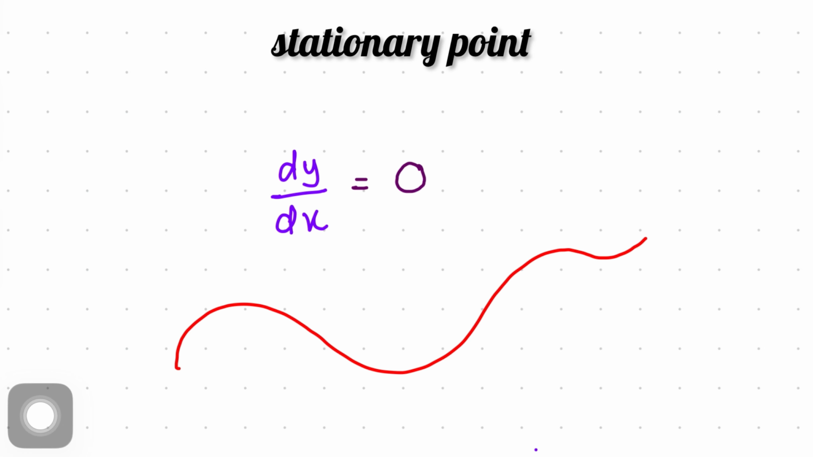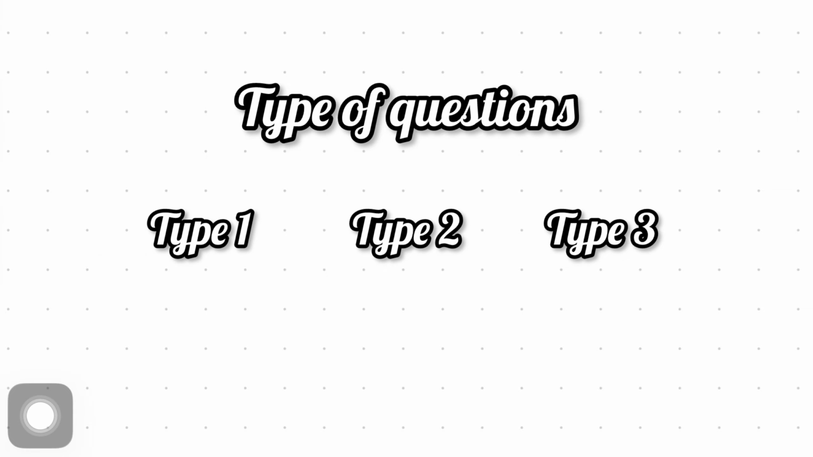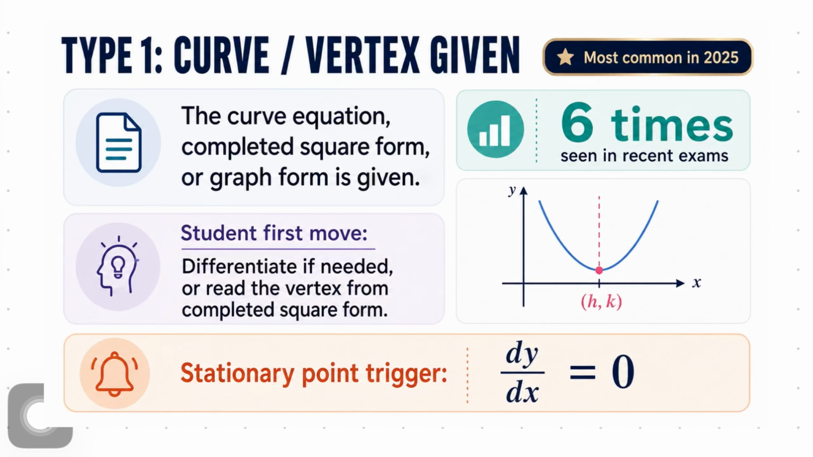Look at this curve. So where are the stationary points? When the gradient is equal to 0. Sometimes we call it turning point. There are 3 types of question with different levels. Type 1 is the most common question. Type 1 is when they give a curve and you need to find the stationary point.